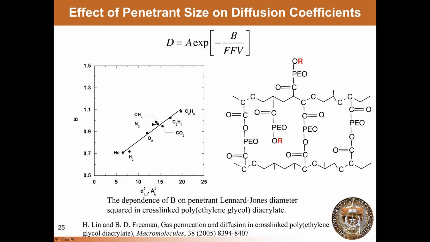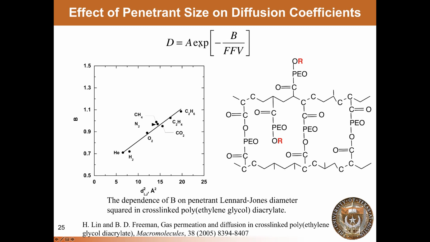So this will be just the Lennard-Jones diameter out of the Lennard-Jones potential model for intermolecular potentials, squared. And in this case, a correlation is noted between the B parameter in free volume theory and the size, or the size squared, of the penetrant molecule. We'll describe in a moment why we're plotting the data in this case versus the square of the diameter.